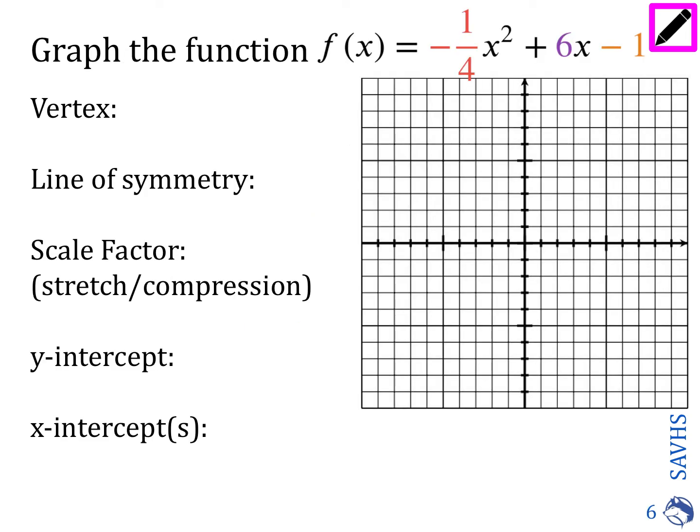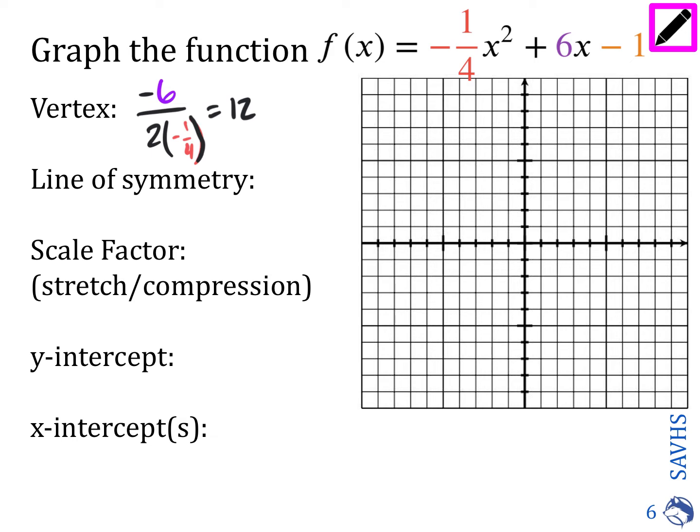Okay, here we go. So the vertex is negative b over 2a. So I'm going to do negative 6 over 2 times negative 1/4. Okay. So negative 1/4 times 2 is negative 1/2. Negative 6 divided by negative 1/2 is 12. Okay, so that's the x value.